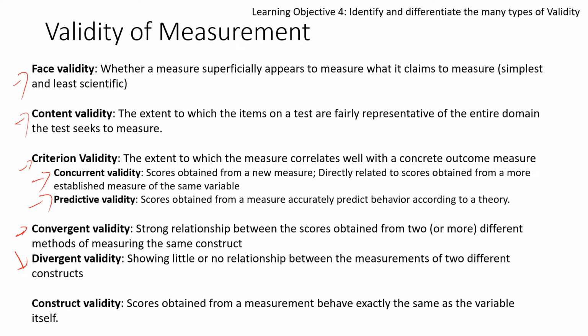And then finally, we get to that specific thing, construct validity. Construct validity looks at making sure that the scores obtained from a measurement behave exactly the same as the variable itself. And we'll talk about this a little bit more coming up. So that is the different types of validity. Let's look at each of these, or most of these, in a little bit more detail.